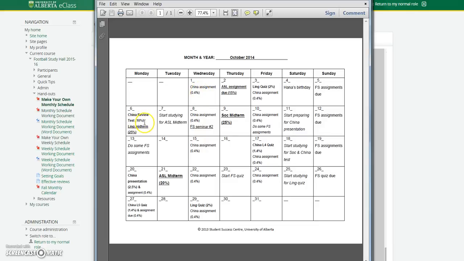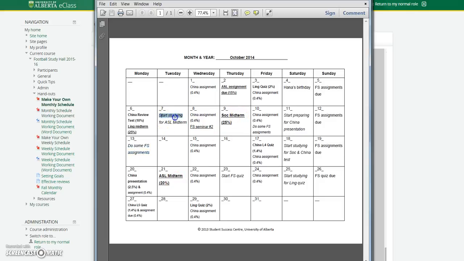We've got a test, 10% test. We've got a linguistics midterm. I'm guessing that hopefully they put their planning beforehand. We don't see much planning in here. We've got weekly assignments on the Sunday. We've got some reminder, hey, do some of my weekly assignments. Here's the midterm. Here's another midterm.